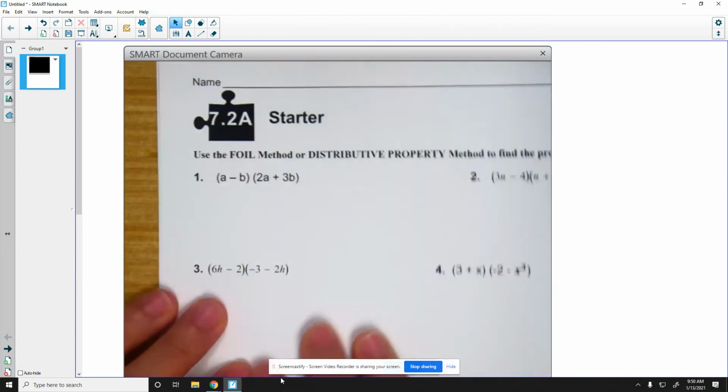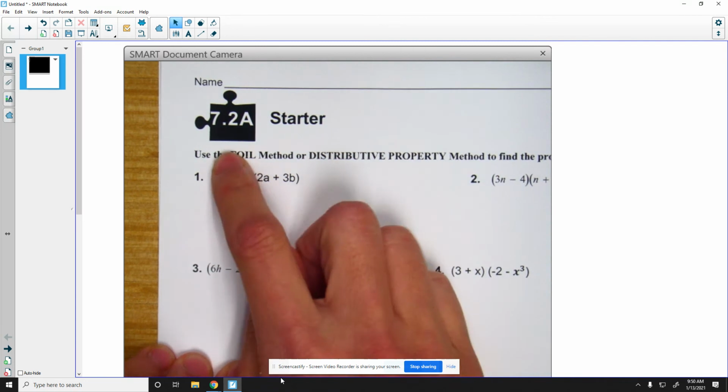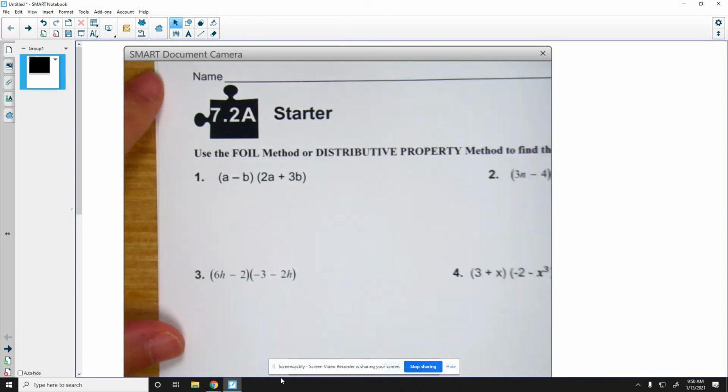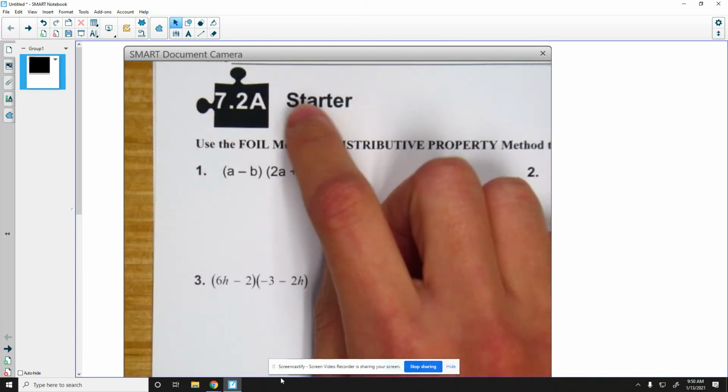Okay, so we are going to now multiply polynomials. Okay, so we've been adding and subtracting them. So hopefully you remember how to do that. Now 7.2 is asking you how to multiply.